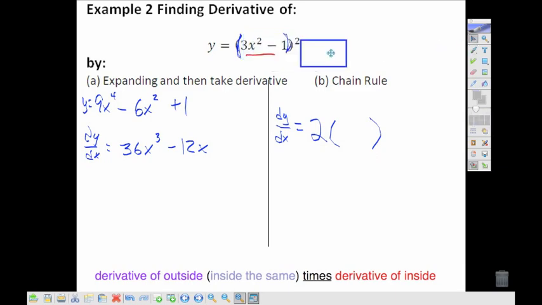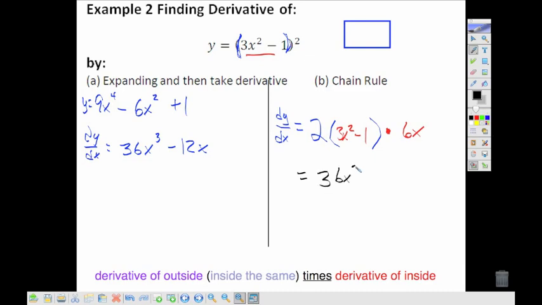Well, it's not really x inside of there. It was 3x squared minus 1. We have 3x squared minus 1. Now, since we're using the chain rule, we'll now multiply that by the derivative of the inside, which is 6x. And then we can simplify this by multiplying everything out, which gives us 36x squared minus 12x. And so we end up with the same answer either way.